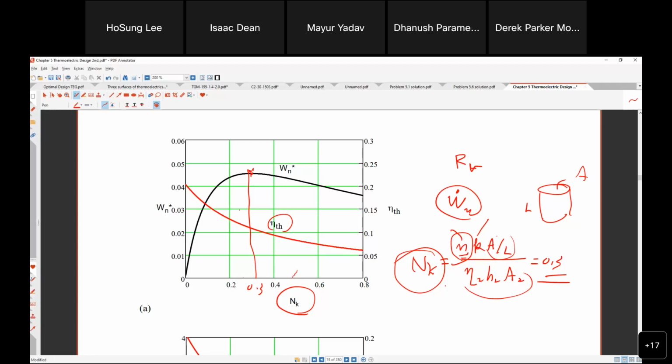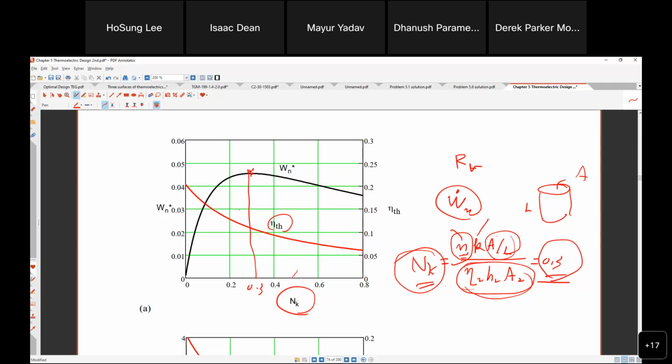if we have a good relationship between A, L and N, no matter what, 0.3 is optimal. This is amazing.